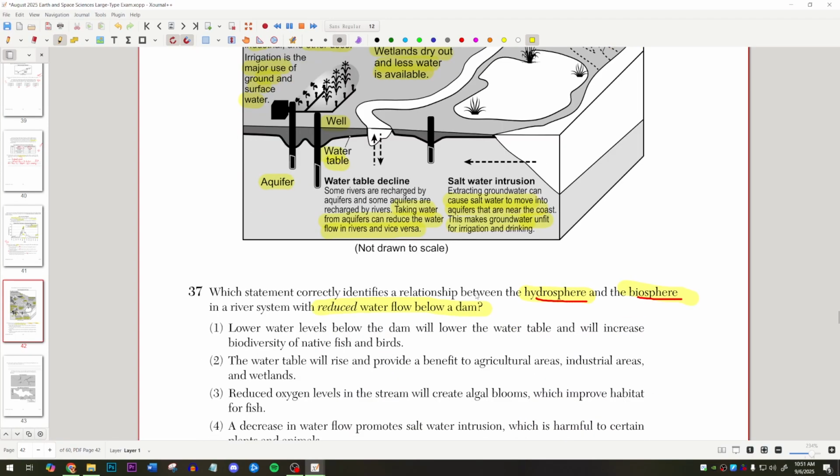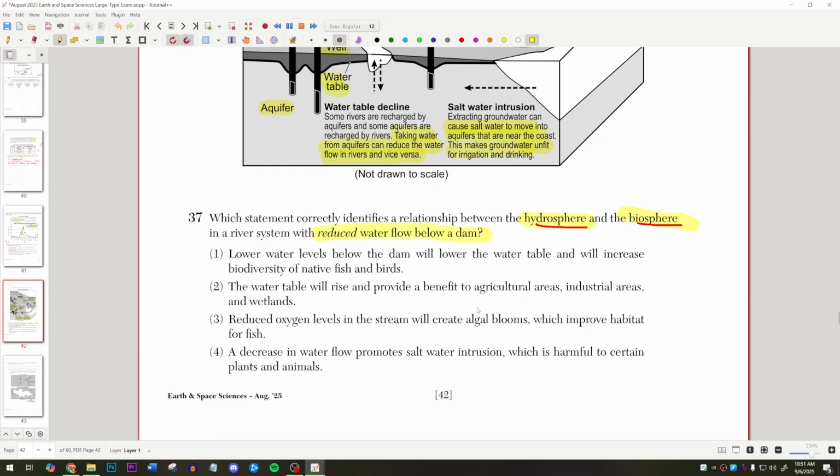Which statement correctly identifies the relation between the hydrosphere and the biosphere in a river system with reduced water flow below a dam? So we're saying there is a dam. Okay, here we go. Lower water levels below the dam will lower the water table and will increase biodiversity. It's not going to increase biodiversity. They said it's going to decrease it, so that's out. The water table will rise. No.